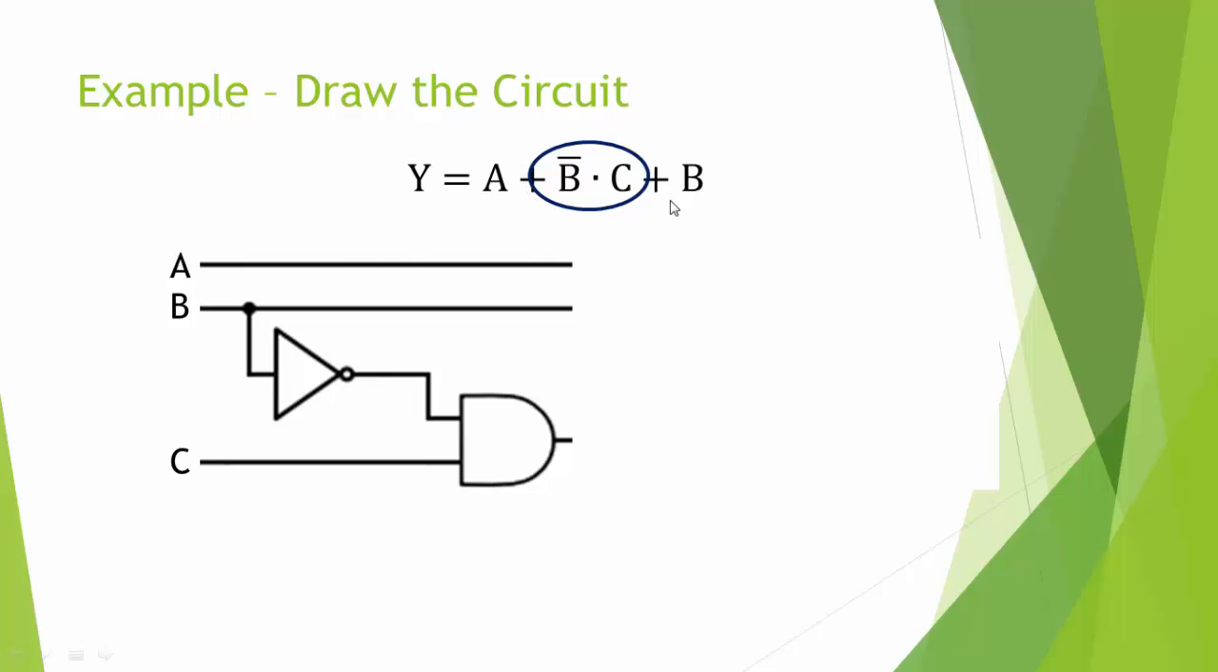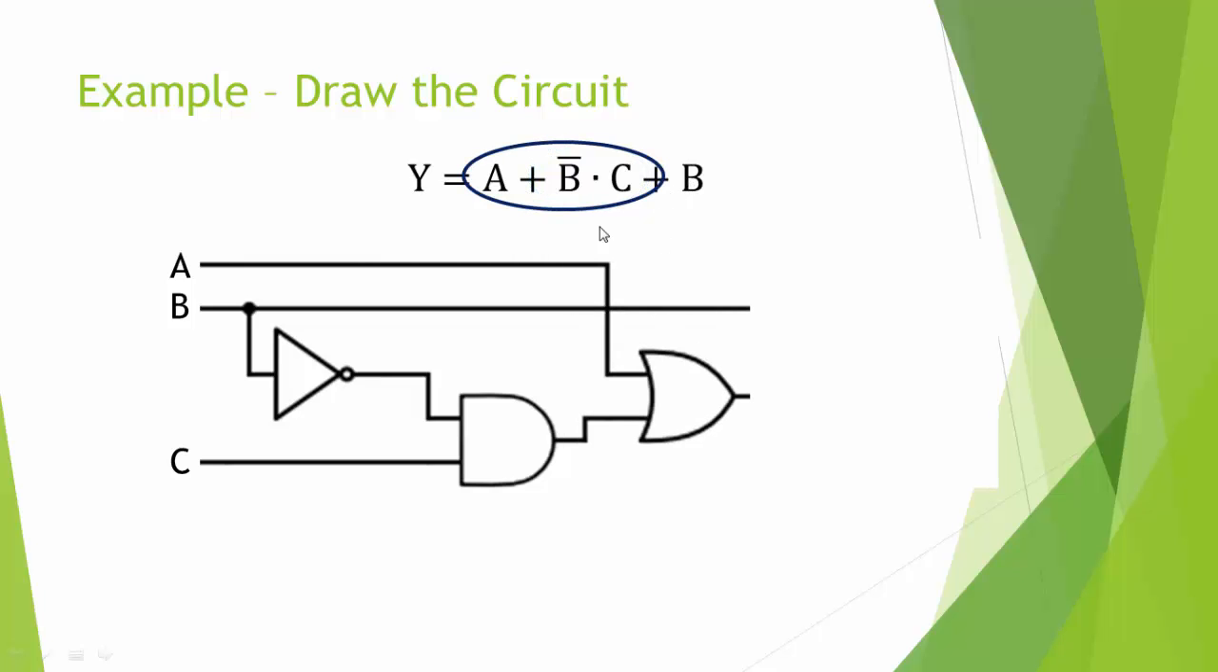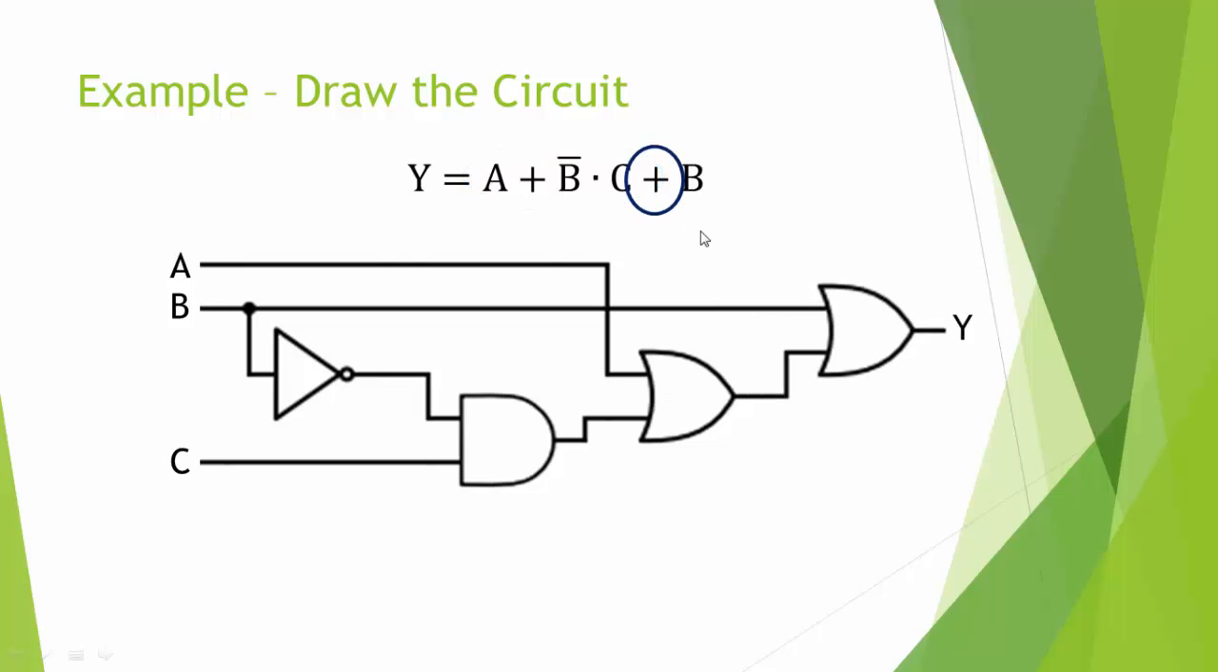And finally, we have the OR gate. Sorry, not finally. So then we have our OR gate, A added into the equation, so to speak. And then we have our final OR gate with B coming into play.